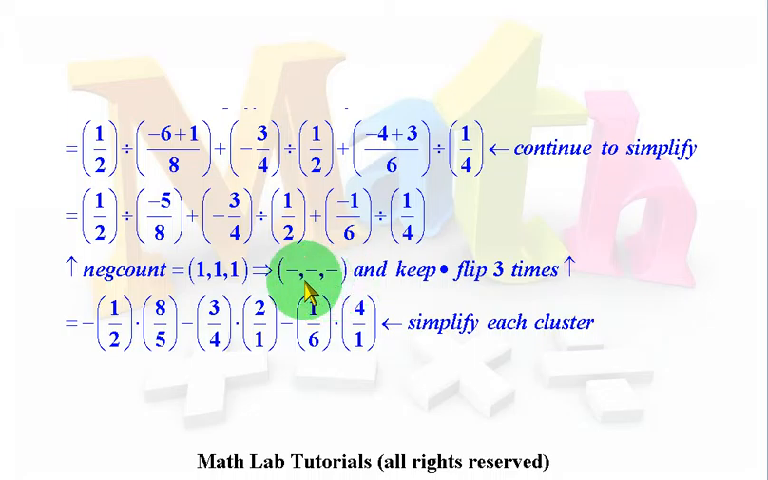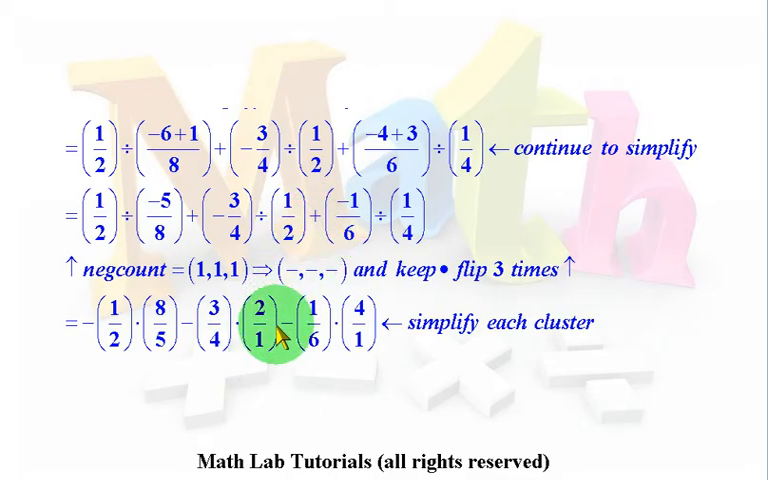And then after putting down the signs, we can do a keep dot flip 3 times on the fly, so we don't waste any time. So this is negative. The 1/2 gets dropped down. That's the keep. The division becomes multiplication, and this gets flipped, becomes 8 over 5. Again, this cluster is negative. Drop it down. 3/4 is kept, so you keep the 3 over 4. The division symbol becomes a dot, and the second fraction gets flipped.